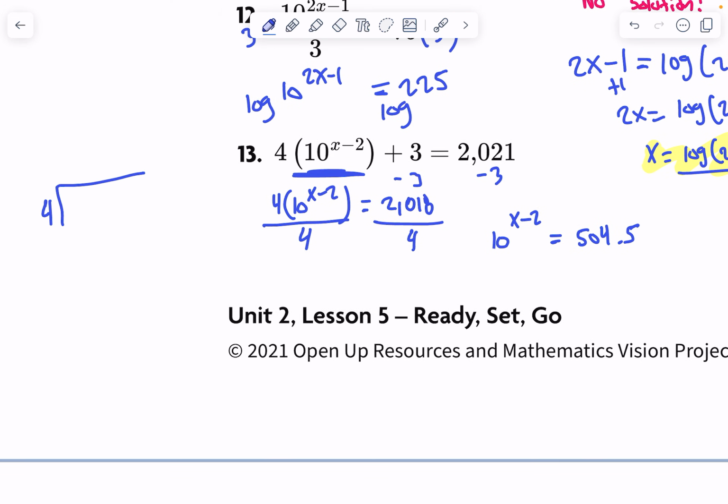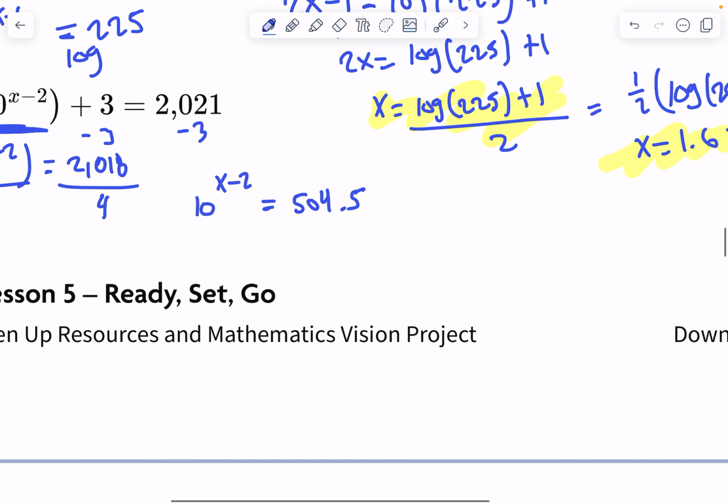How did I do that? Let's do my fraction, my division house. This goes 5 times 20, 0, 1, 0, 8, 4, right? So 4 and 16, 2.0.5. So 504.5.